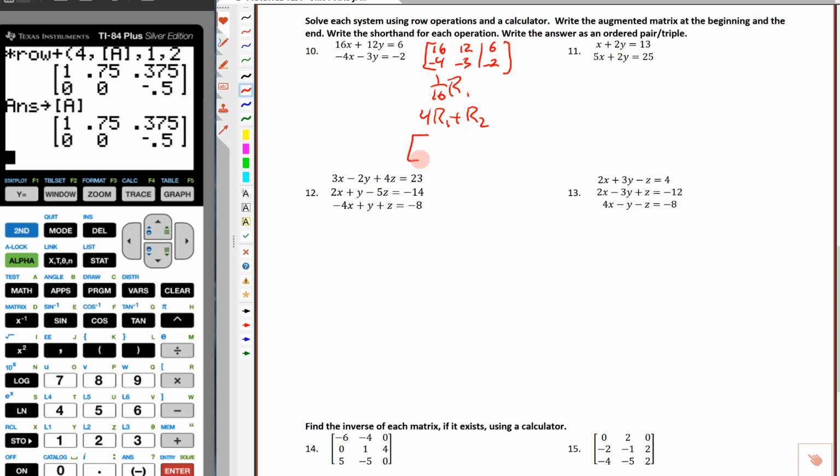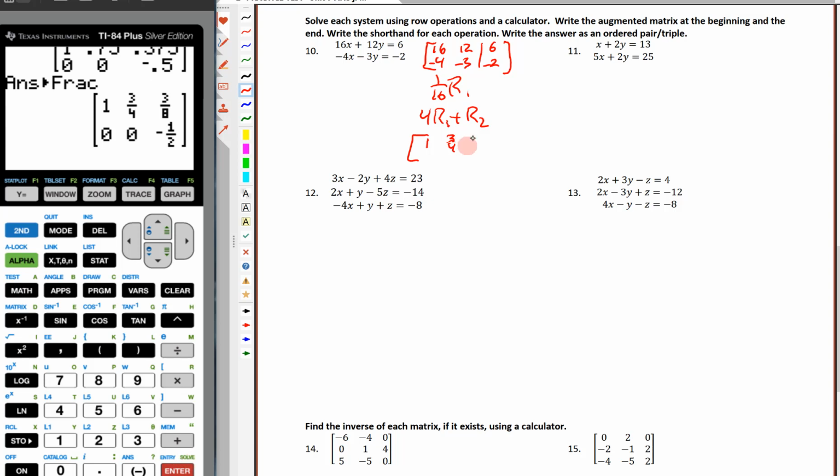We just need to know how to interpret that. So 1, and then I'm going to write that as 3/4. And this is actually, gosh, if I needed to, I can hit math, change that to a fraction. So 3/4, 3/8, 0, 0, and -1/2. And because this row basically says 0 equals -1/2, we're going to say there is no solution to this because that is not a true equation. Okay, let's take a look at the next one.